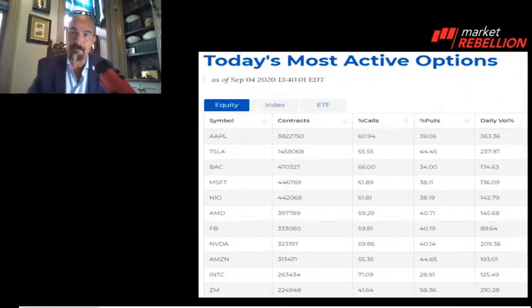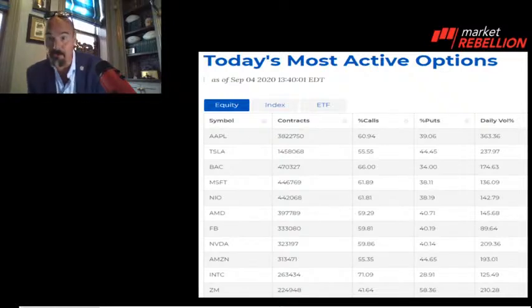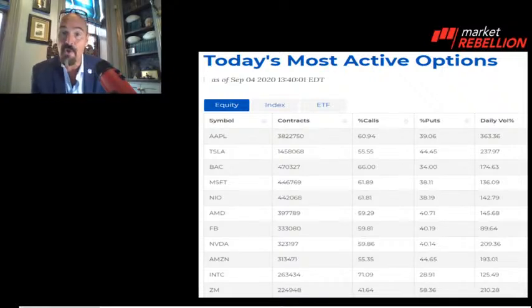Look at the daily volume column on the far right side there. That's telling you the percentage of normal volume. As you see, because of the splits, of course, in Apple and Tesla, that's explained by that 363% jump in volume. Same thing in Tesla, a big jump in volume. But they didn't split Bank of America. They haven't split Microsoft or NIO or AMD or Facebook or Nvidia or Amazon or Intel or Zoom. But as you see, many of those are trading 150 to 200% of normal volumes. That, my friends, is worth noting.